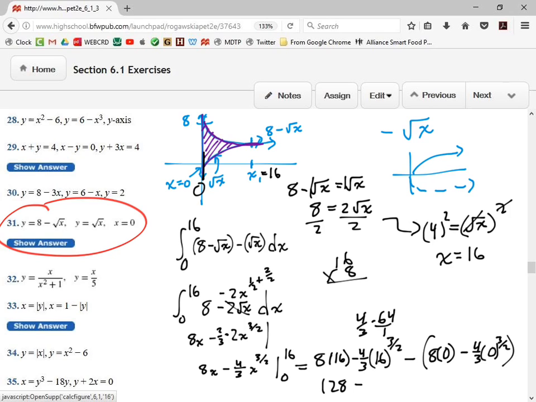And let's see, I put 1 underneath there. Can I divide that by 3? No, we can't. Dang it. We just got to leave it. Oh, 4 times 64. 256. Oh, man, you guys are good at math.